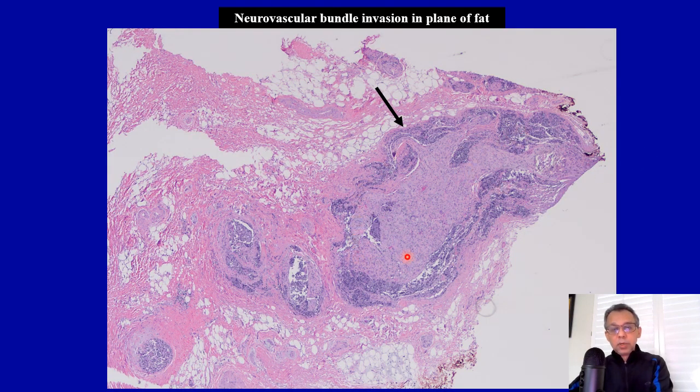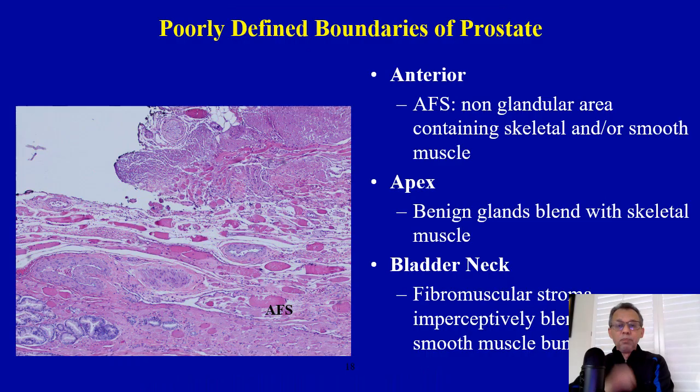Here is the situation where you see tumor within the neurovascular bundle, and this neurovascular bundle is within the fat plane, so you can make a confident diagnosis of extraprostatic extension. Sometimes I do see prominent neurovascular bundles which are not within the extraprostatic tissue. So if you have tumor only in the neurovascular bundle without a clear-cut fat plane, then it may be a more difficult call to call it an extraprostatic extension.